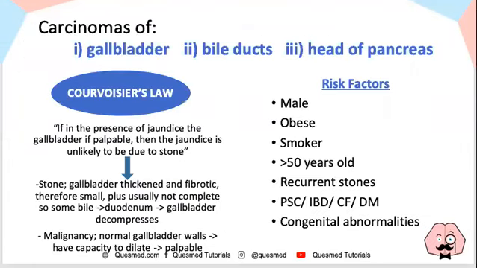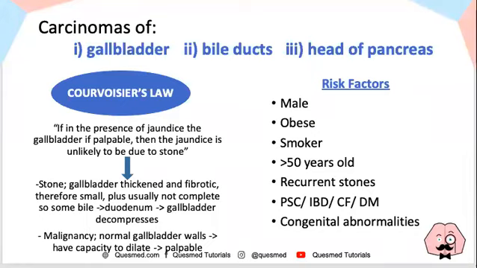So Courvoisier's law states that a palpable gallbladder in a jaundiced patient is unlikely to be caused by a stone. This is because the gallbladder in gallstone disease is likely to be thickened and fibrotic and therefore small and unlikely to be palpable. In malignancy, however, the gallbladder is thin-walled and has the capacity to dilate. There are some exceptions to this rule, however.